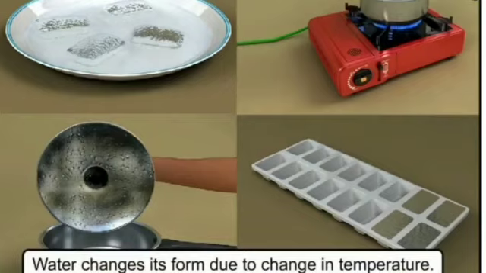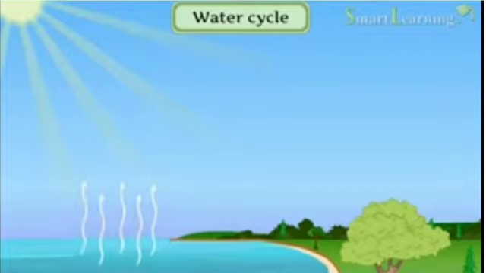Water cycle. Children, now let us discuss the water cycle. Children, have you ever wondered where water comes from and where it goes? So let us discuss the water cycle to understand this. The process in which water keeps changing its form is called the water cycle.